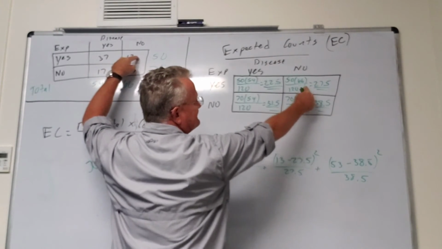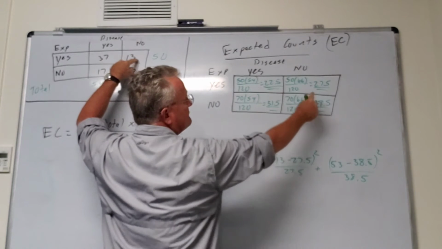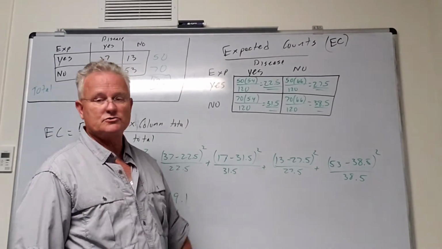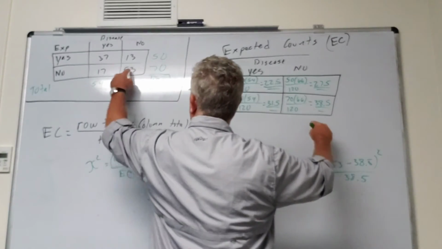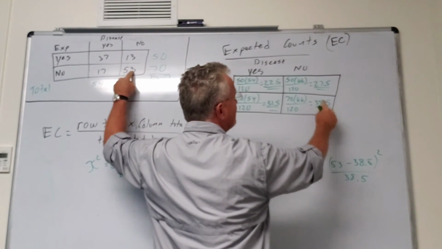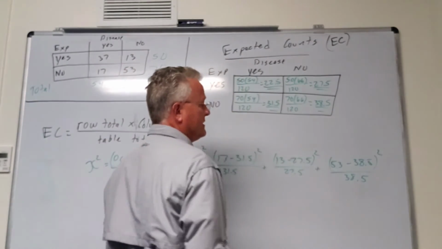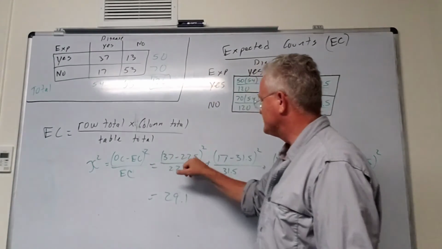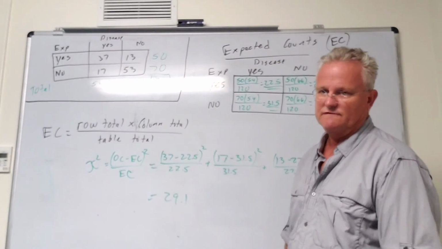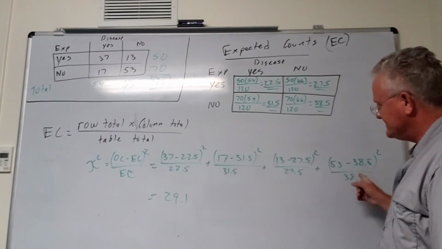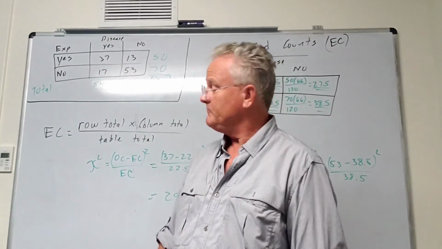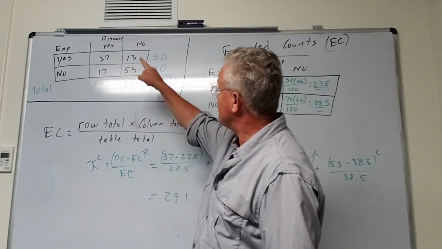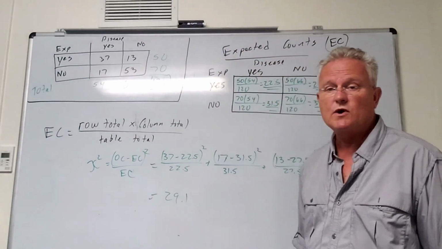13, that corresponds to this cell. 13 is the observed. The expected is 27.5, quantity squared, divided by the expected, which is 27.5. And our last one, this cell corresponds to this one, 53 minus 38.5, quantity squared, divided by the expected, 38.5. Now get out your calculator. Do the subtraction, square that, divide by 22.5, so on and so forth. Add these numbers up and you're going to get 29.1. So the value of chi-square, the value of the test statistic, for this particular example is 29.1.